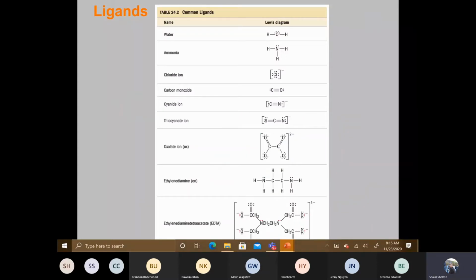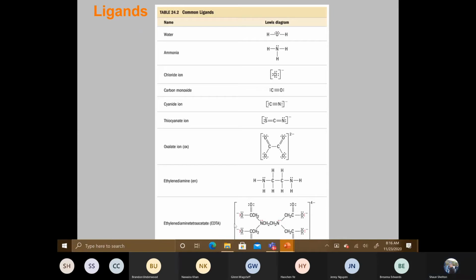So this is a whole list of ligands. This table is in your textbook, by the way. So water is a ligand. We've seen that already. Ammonia is a ligand. We've seen this. And then you have these examples here. And here's your ethylene diamine we just looked at. And then you have EDTA. EDTA is by far the most common and the most popular ligand out there.